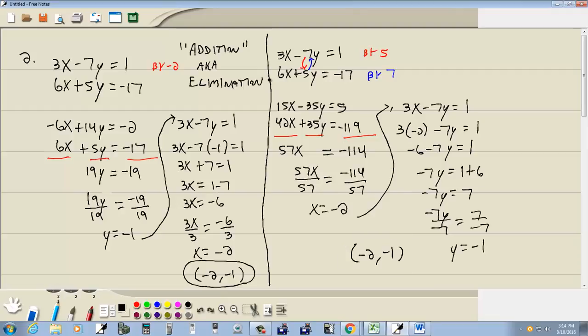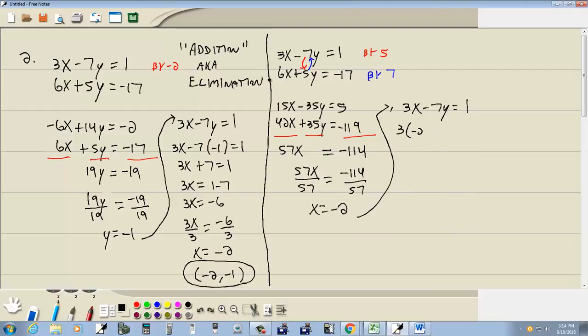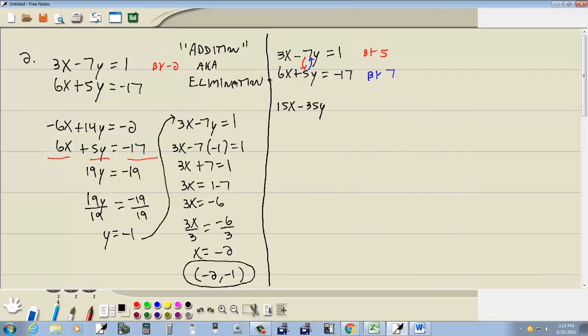Let me clear that off, and we'll proceed to 5.2. How do you deal with three equations, three variables?